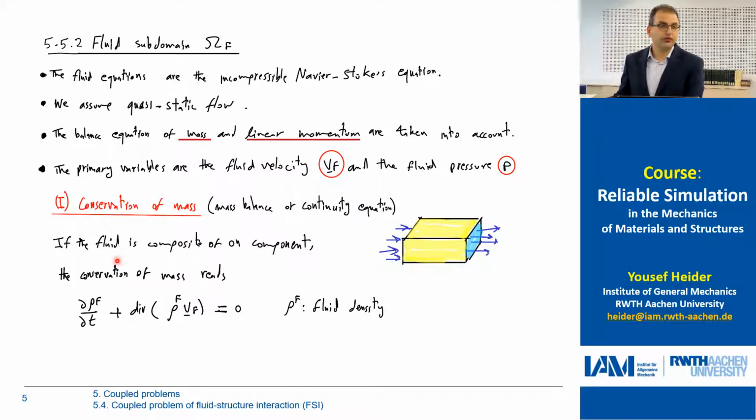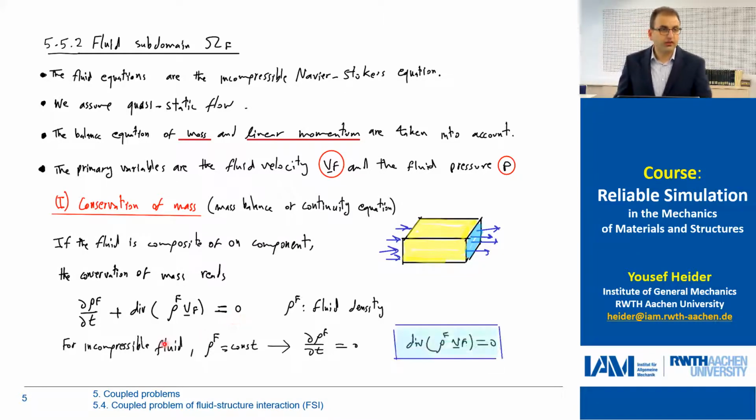So if we assume that our fluid is composed of one component, so sometimes we consider the flow of two fluids at the same time, which makes it a bit more complicated, like if we have a flow of water and oil together, but now we have one fluid. So the conservation of mass in general can be given in this equation. So we have the time derivative of the fluid density plus divergence of rho f multiplied by Vf. So again, the density multiplied by the fluid velocity equals 0. This is the conservation of mass.